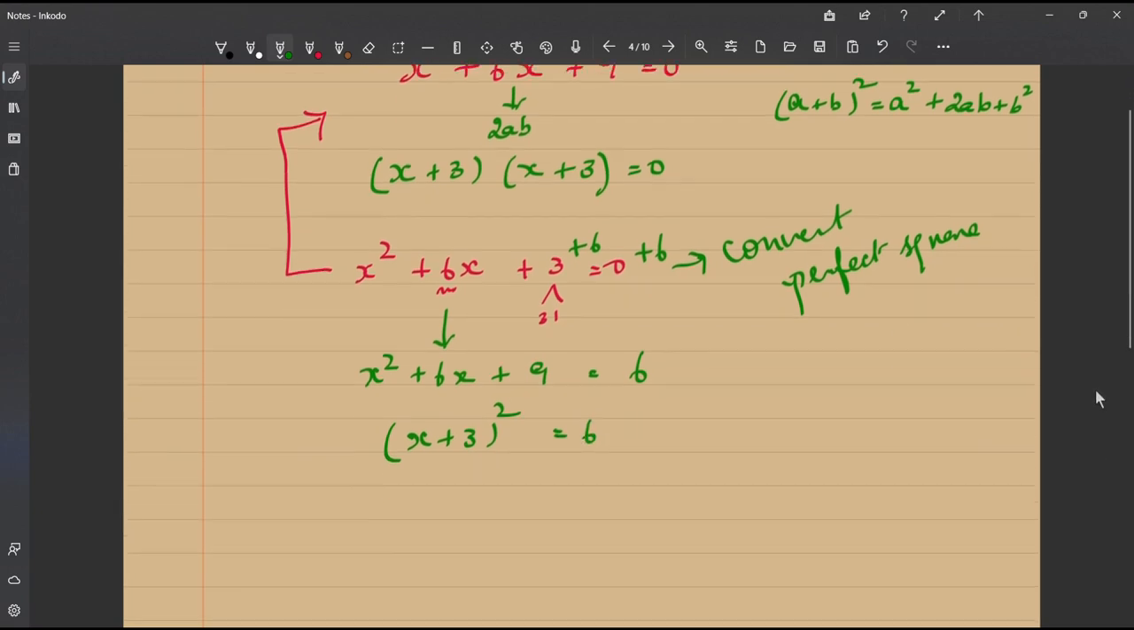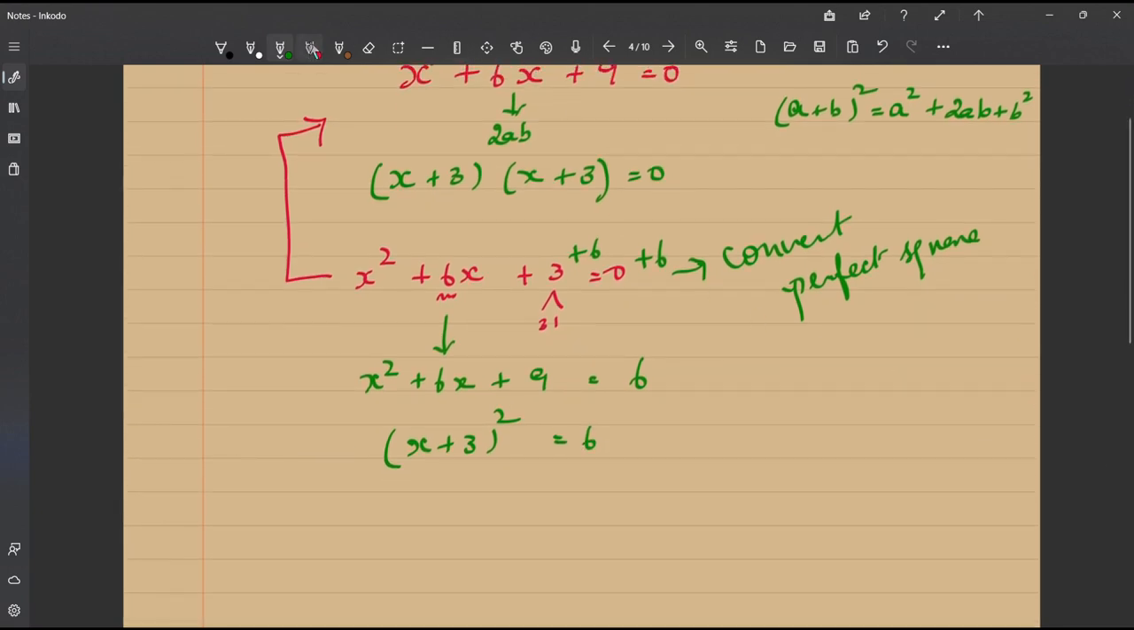Now what have we done? We have completed the square. This process is called completing the square, because 3 was added to x squared plus 6x initially, and we added 6 more and made it into a perfect square. We completed the square. That is why this method is called the completing the square method. So now our solution is very easy.